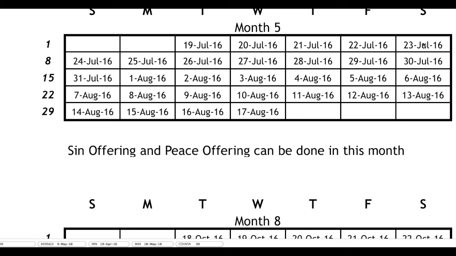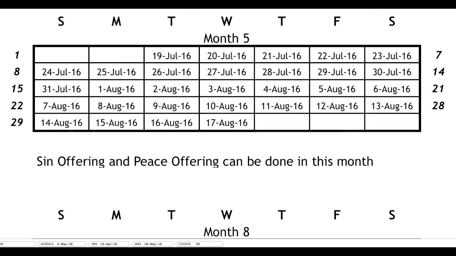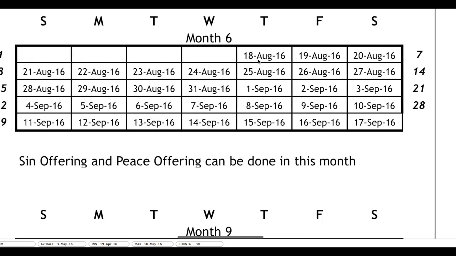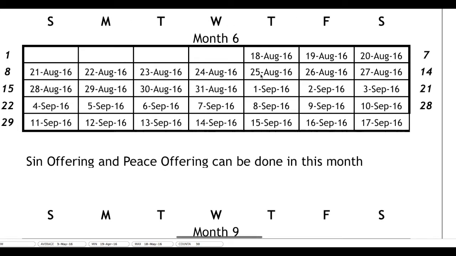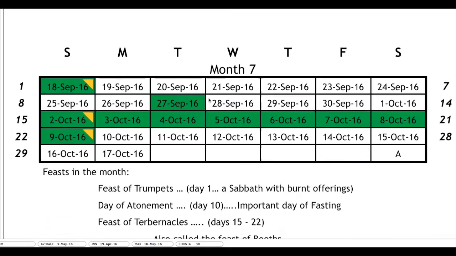You have the normal Sabbath and the new moon. We didn't mark Sabbaths and new moons in the calendar because we didn't want to clutter it. We didn't want to make it very busy, but we just highlight the biblical feasts. Then you come to the 6th month, for instance. There's no feast as well. You can just do your sin or peace offering any day in the month if you want. There's no special feast. The main feasts come in the 7th month, brothers and sisters.